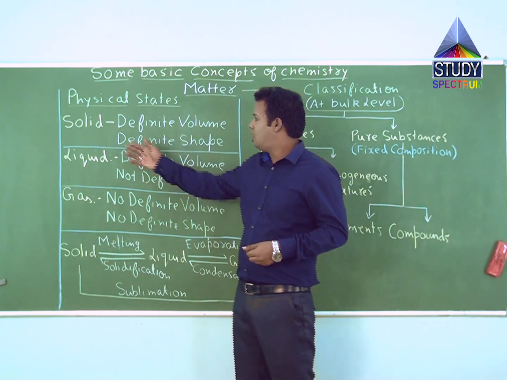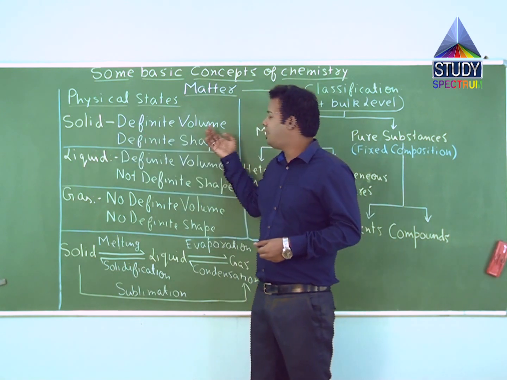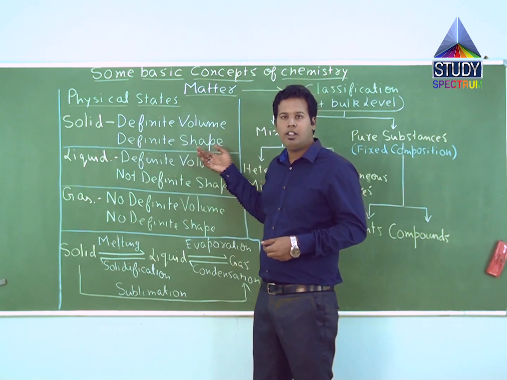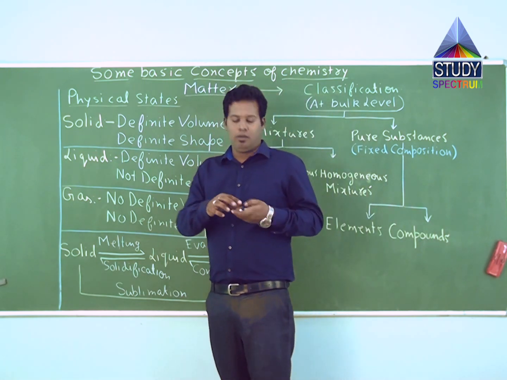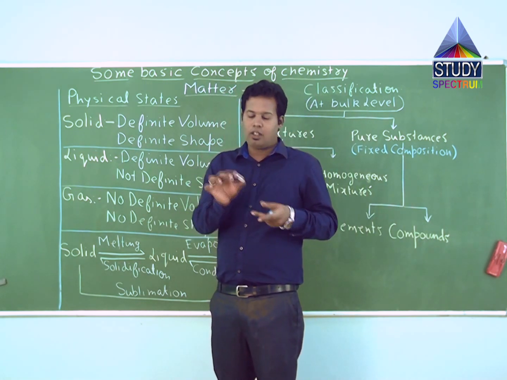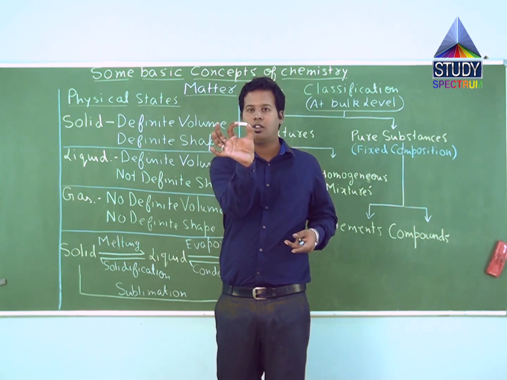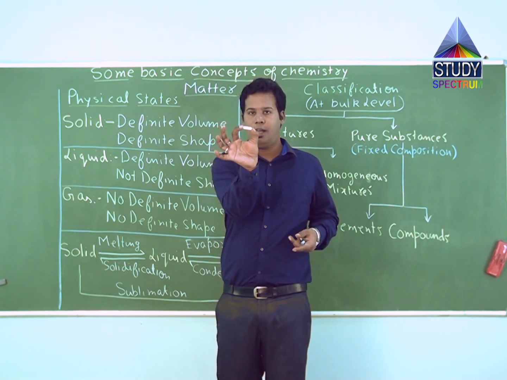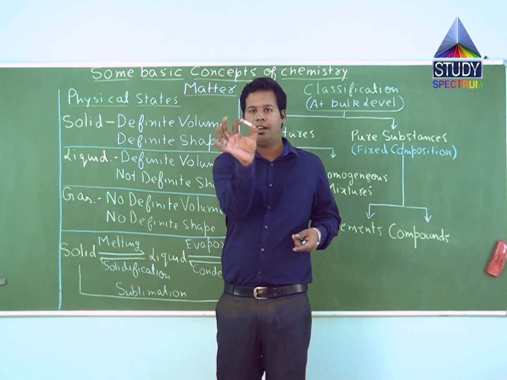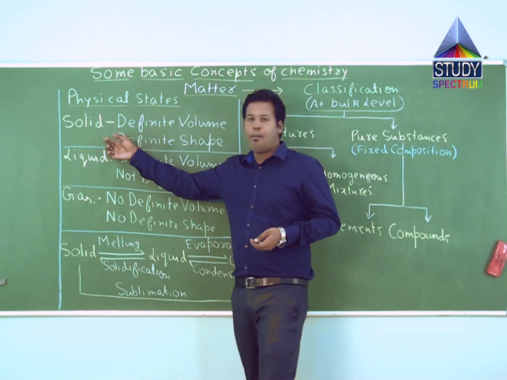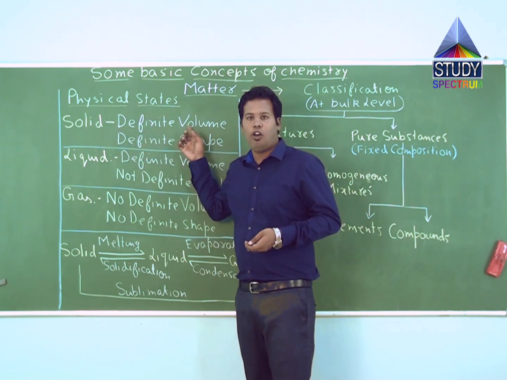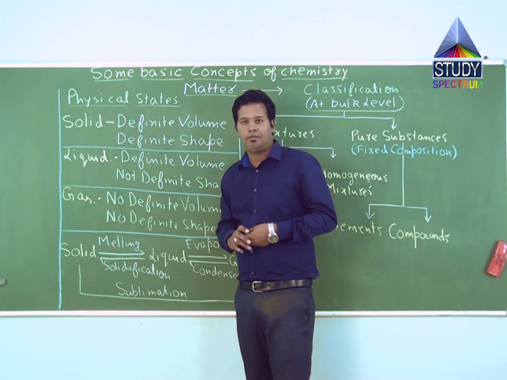Now what is a solid? A solid is a matter which has definite volume and definite shape. For example, suppose if you can see this chalk, if you consider this as a solid, it has a definite shape, it is cylindrical shape and it has a definite volume. So a solid is a matter which has definite volume and definite shape.